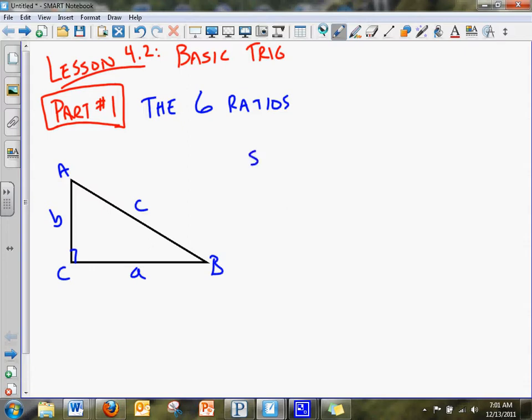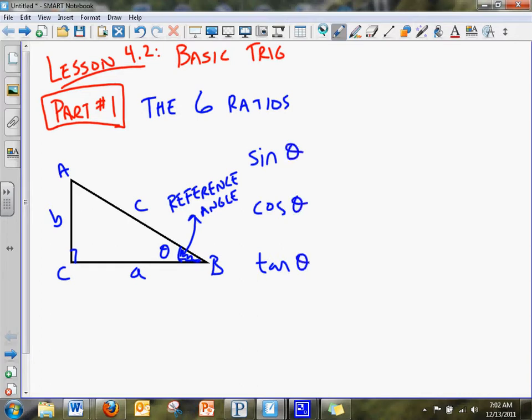So the first 3 trig functions are sine, cosine, and tangent. And let's just make our reference angle. All right. Things would be different if A was our reference angle. So this is called a reference angle. Doesn't matter which one we make right here. Reference angle. That will always be referring to this angle. I'm going to call it theta. That little symbol right there. Okay. Sine, cosine, and tangent of theta.